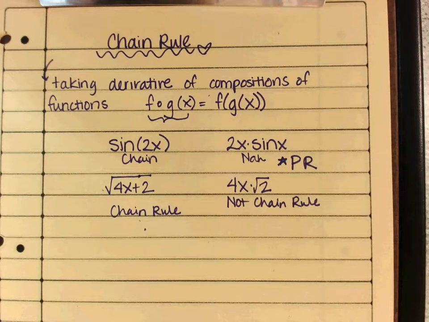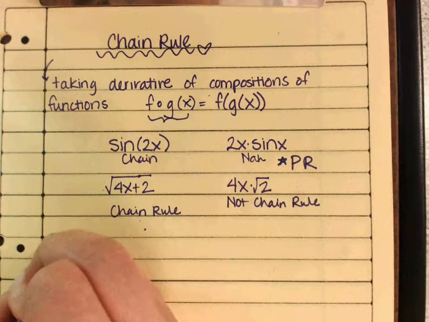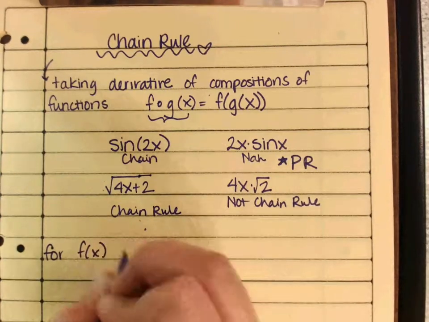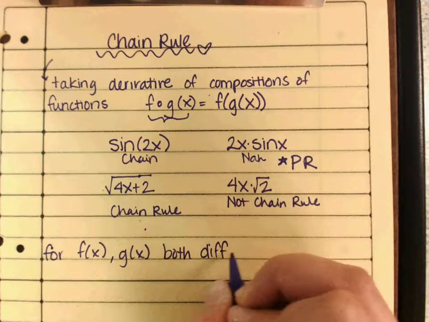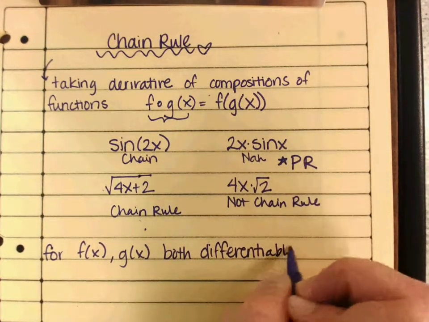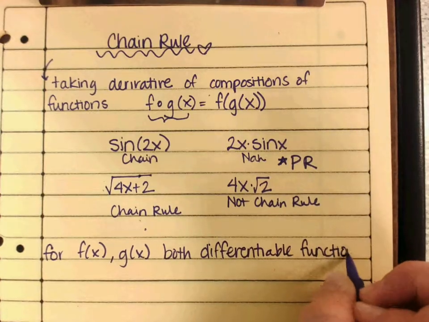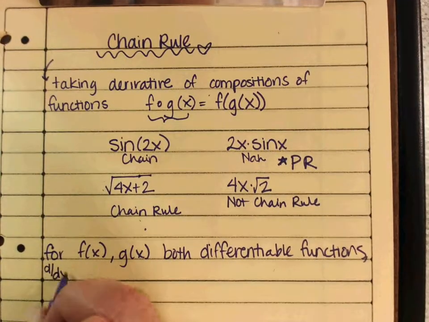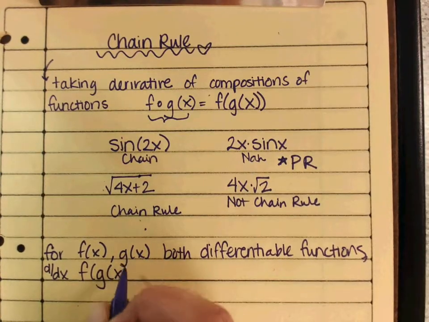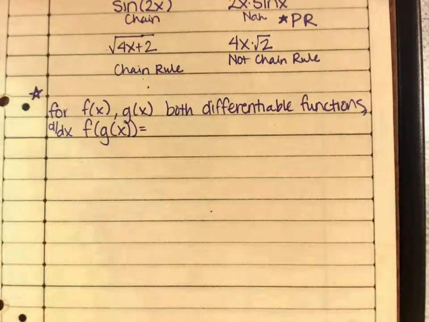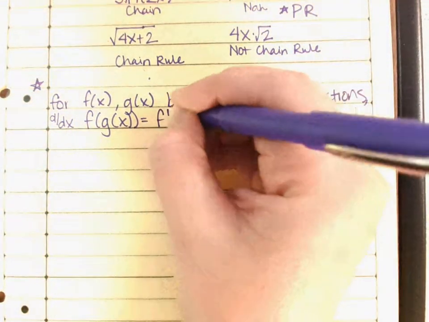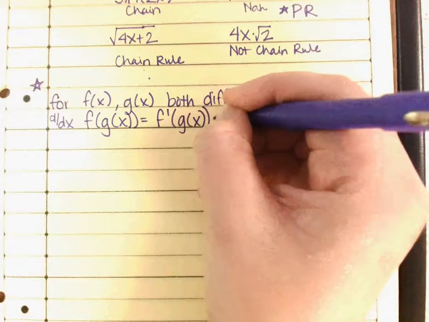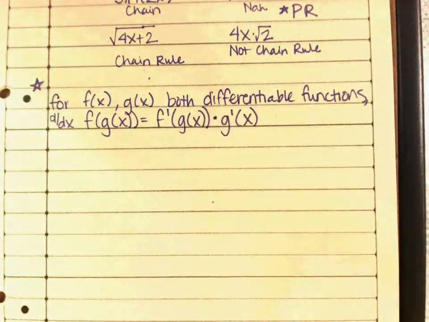Now, let's actually define chain rule, please. For f of x and g of x, both differentiable functions, the derivative d dx of f of g of x is, you can maybe put a star here, this is your rule, f prime of g of x times g prime of x.